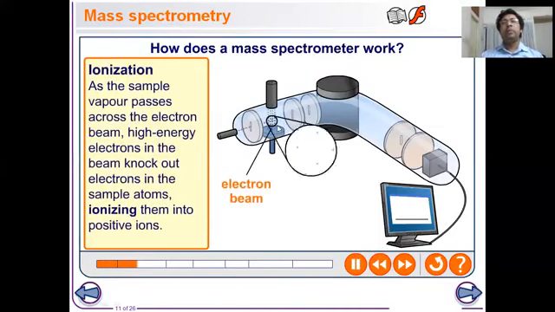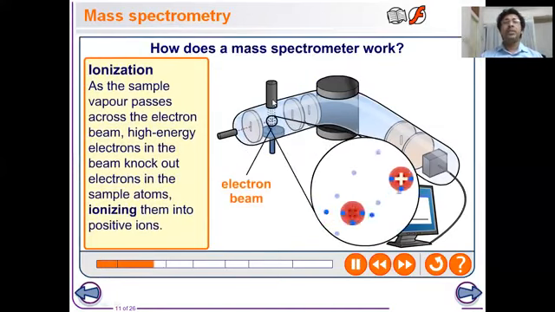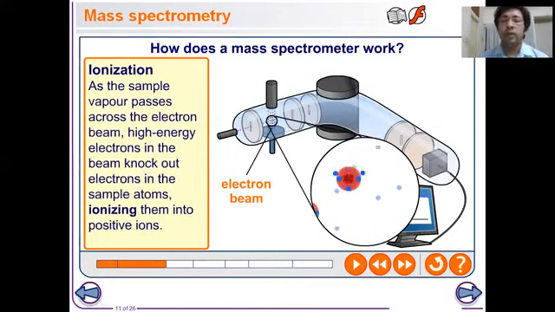Then the particles will be bombarded by a high speed electron beam. The electrons will strike the particles and will knock electrons out of the atoms. You can see in this figure, when the electrons are striking from the top, the particles will be transformed into positive ions. That means the electrons will strike the particles with very high speed, and as a result, electrons will split from the atoms and they will be transformed to positive ions.